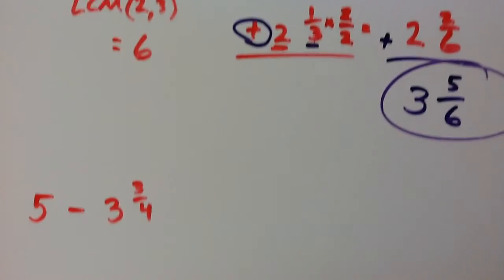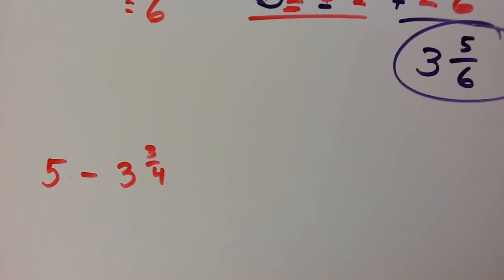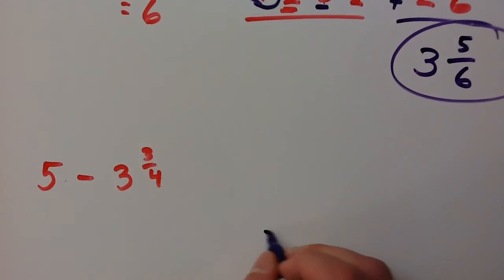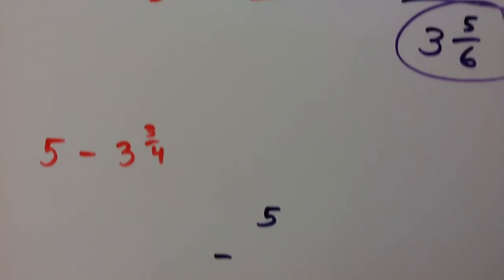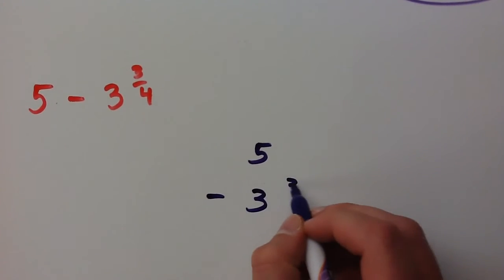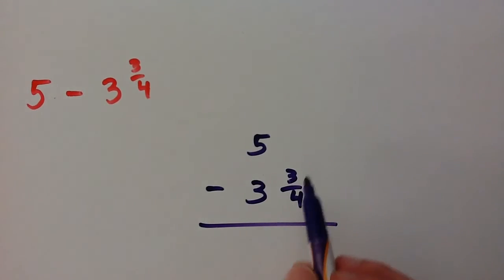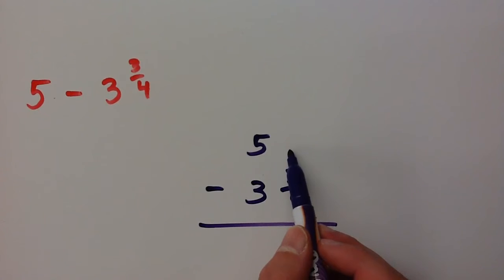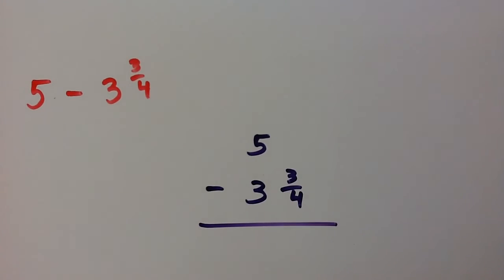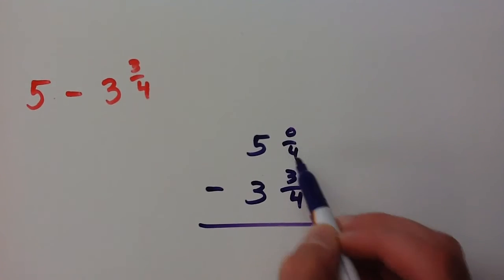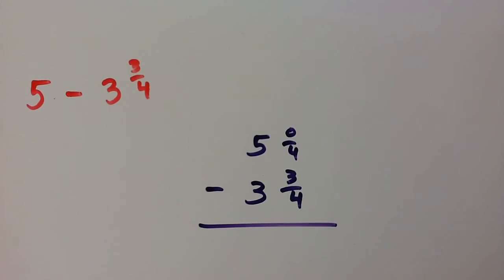Next, I have 5 minus 3 and 3/4. Again, this is written horizontally, but I'm going to write it vertically. 5 minus 3 and 3/4. Okay, now as you can see here, if I subtract the fraction parts, I don't have a fraction part here. If I have 5, I could say this is 5 and 0/4, right? If I have 5 and 0/4, that's just 5, right?